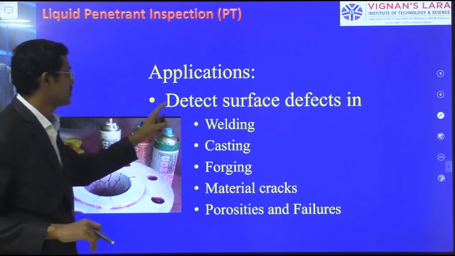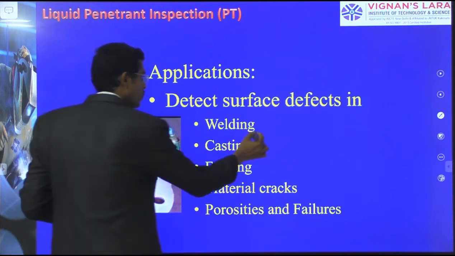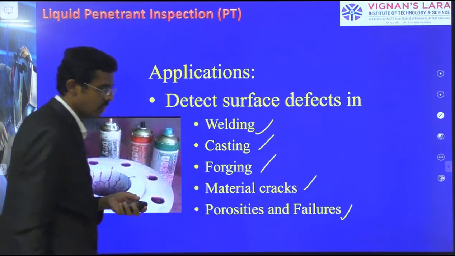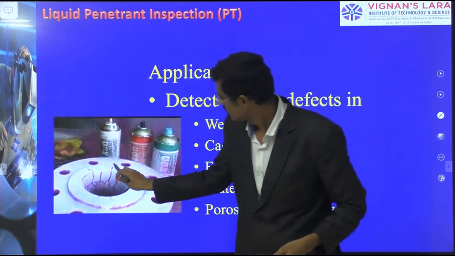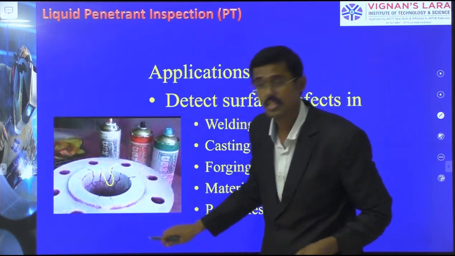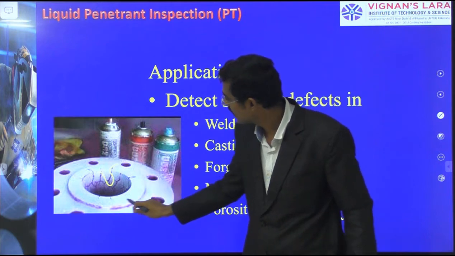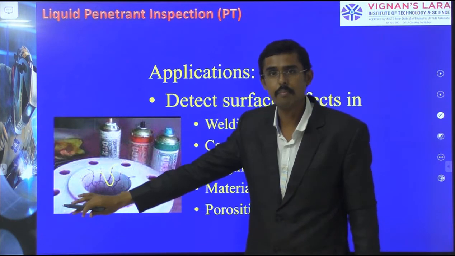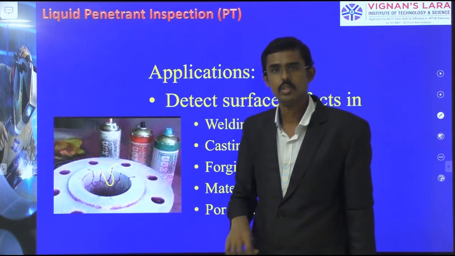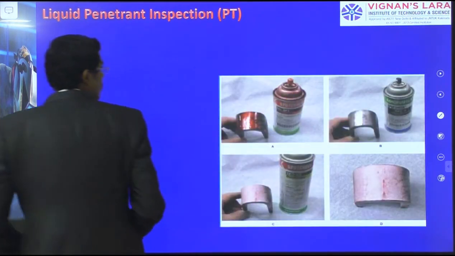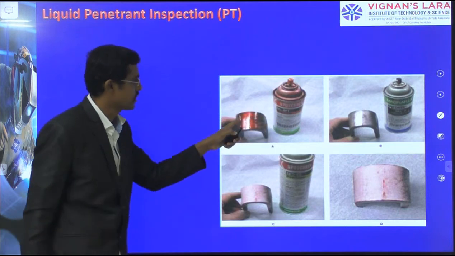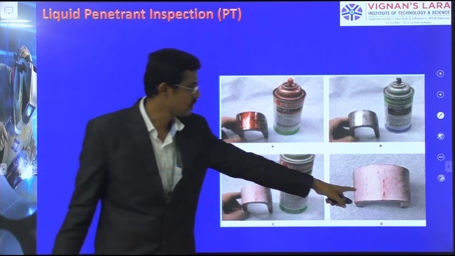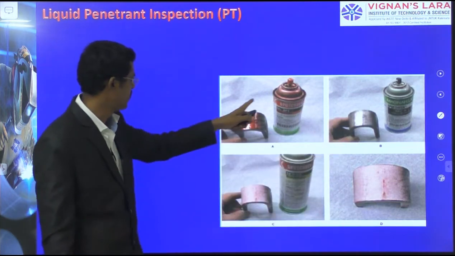Applications: we can use it to detect surface defects in welding, casting, forging, material cracks, porosities, failures, everything. You see this image here, the cracks are there. You see various cracks which are otherwise not visible. The white color is the developer. The penetrant is applied first, and when the developer is applied second, the cracks come out. So that is the idea. It is a sequence of operations: penetrant, then developer.